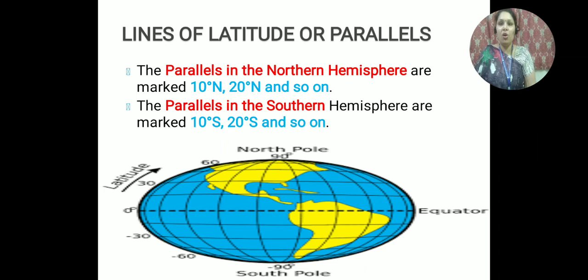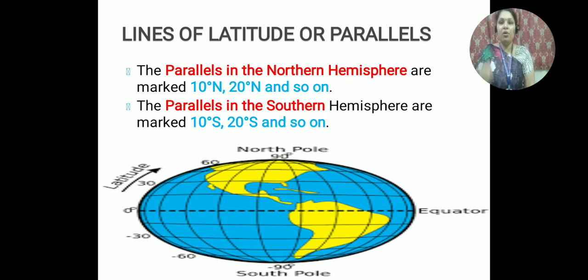The parallels in the northern hemisphere are marked 10 degree north, 20 degree north, 30 degree north, 40 degree north, and so on. All these lines which run from east to west are known as lines of parallel or lines of latitude. In the northern hemisphere they are marked 10 degree north, 20 degree north, 30, 60, 90 degree north. Just like this, we mark it on the earth or on the globe.